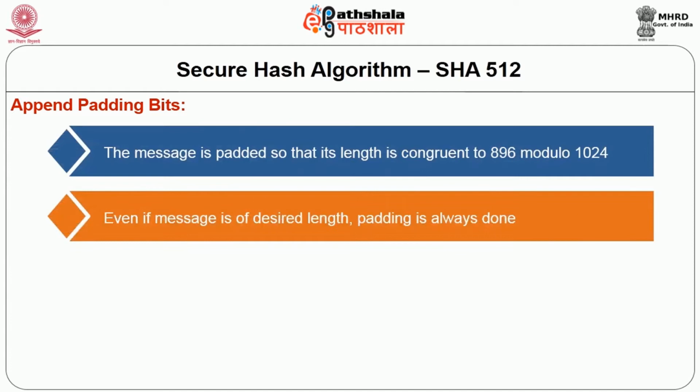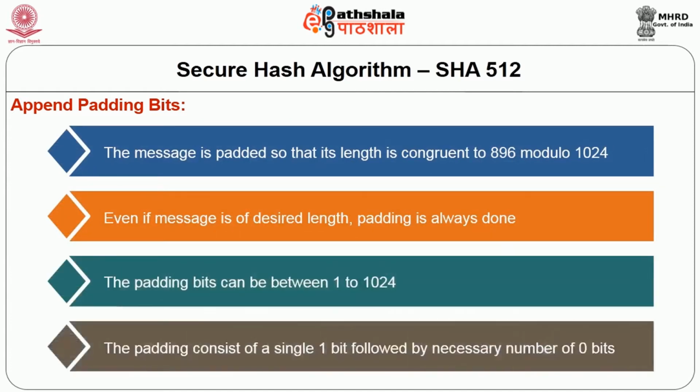Whatever message we have got, it should be padded so that its length is congruent to 896 modulo 1024. Now the question is, what if the original message length is equal to 896 modulo 1024? Still the padding has to be done. So even if the message is of desired length, padding is compulsory in this algorithm. Padding bits can be between 1 to 1024.